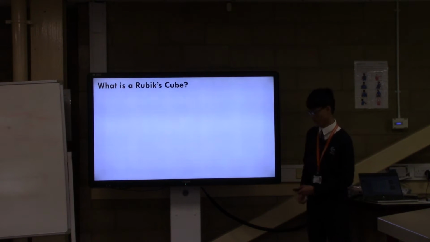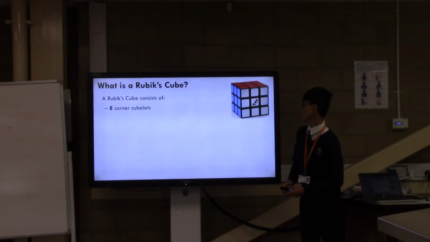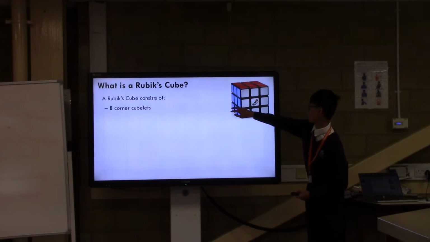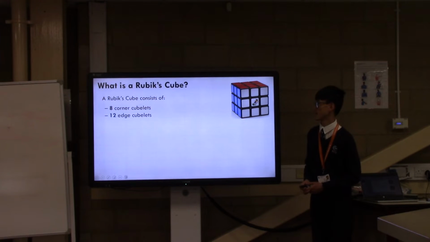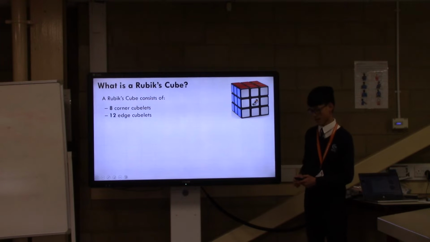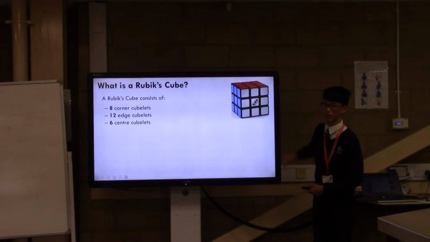First I just wanted to talk to you about what the Rubik's Cube is made of. So there's 8 corner cublets, you can see them here. They're on the corners of the cube. There's 12 edge cublets, so they're these ones here. And there's 6 center cublets, which are these ones in the center of each of the faces.